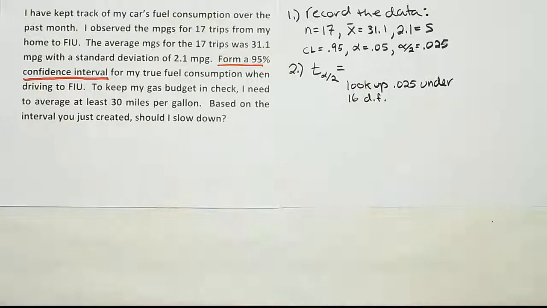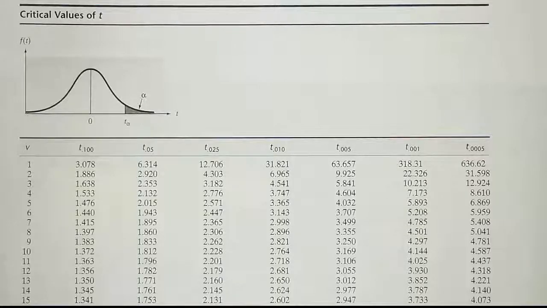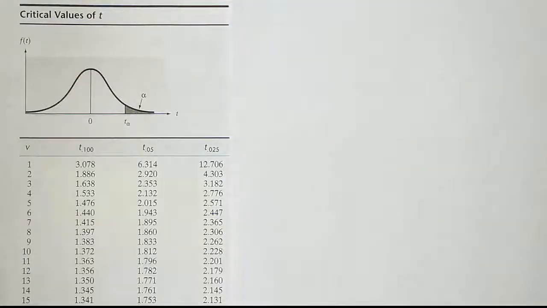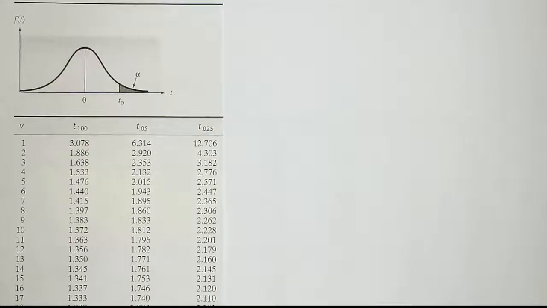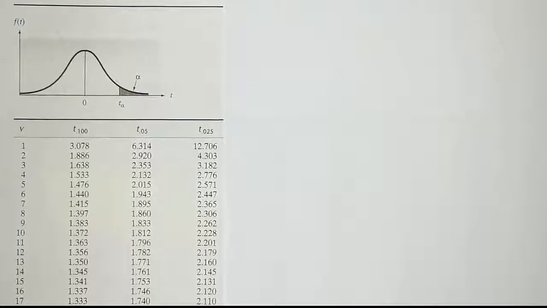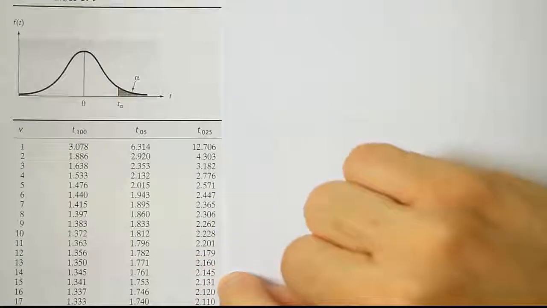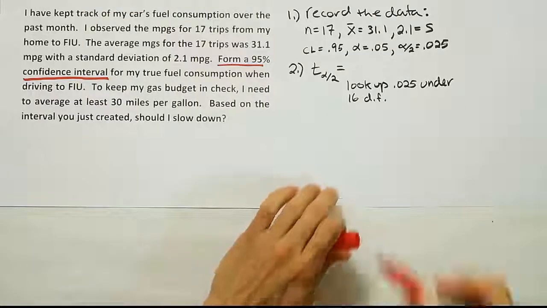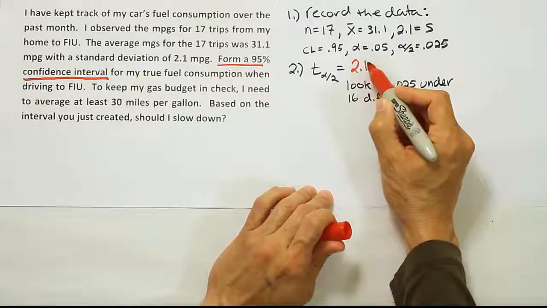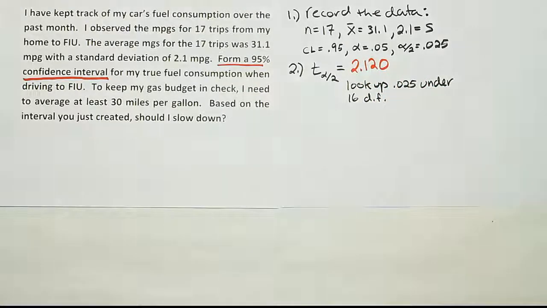Okay, so let's go to our T table now. Look up 0.025 under 16 degrees of freedom. The 0.025 column is there, so let's isolate that. And let's go down to where we see 16 degrees of freedom. All right, and coming down into that row, we see 2.120 is our answer. So we found our table value to be 2.120. That's our critical t value.